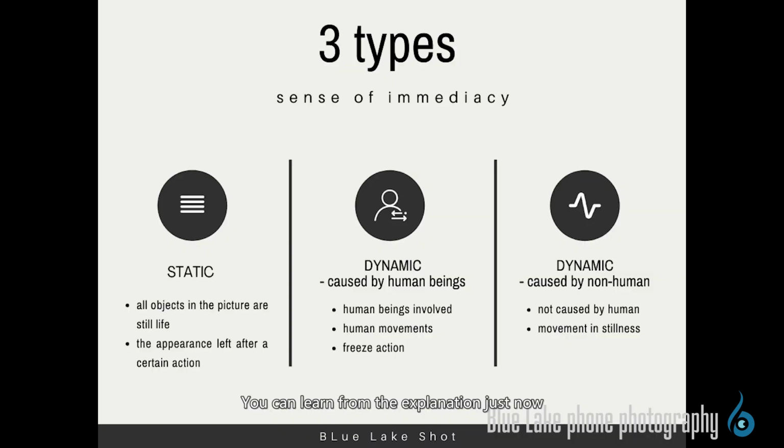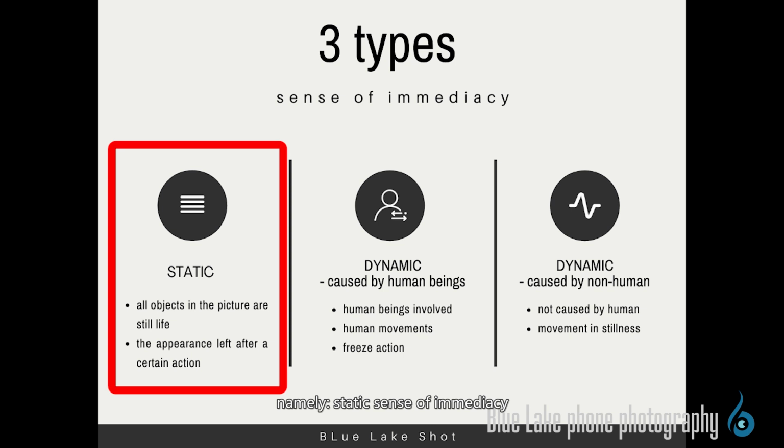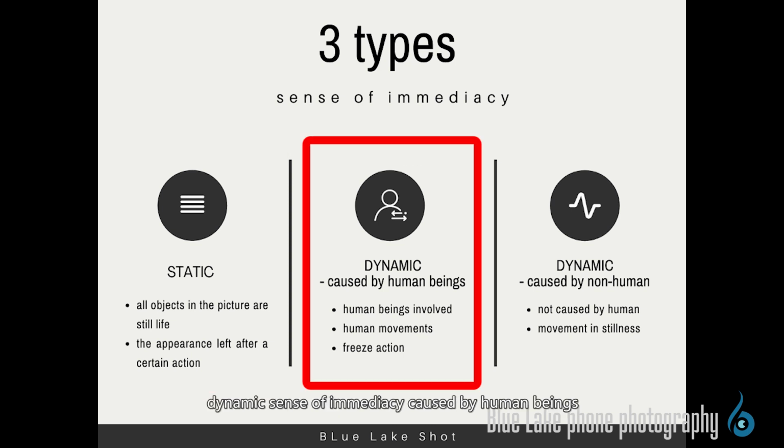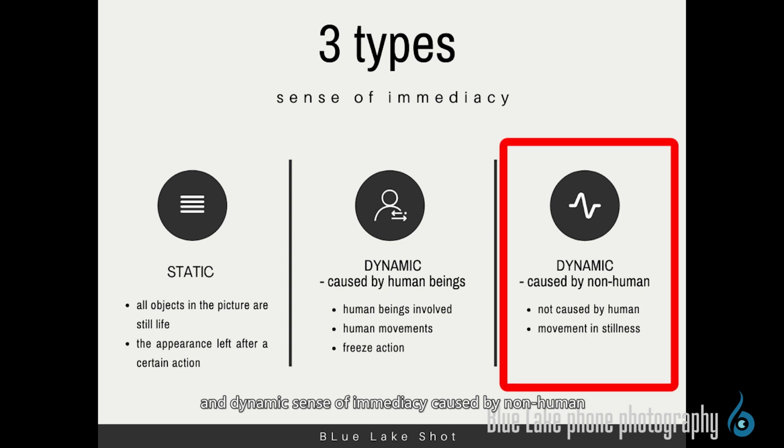You can learn from the explanation just now that the use of the sense of immediacy can quickly improve the effect of photos in a short period of time. In the classification of the sense of immediacy, we simply divide it into 3 types, namely, static sense of immediacy, dynamic sense of immediacy caused by human beings, and dynamic sense of immediacy caused by non-human.